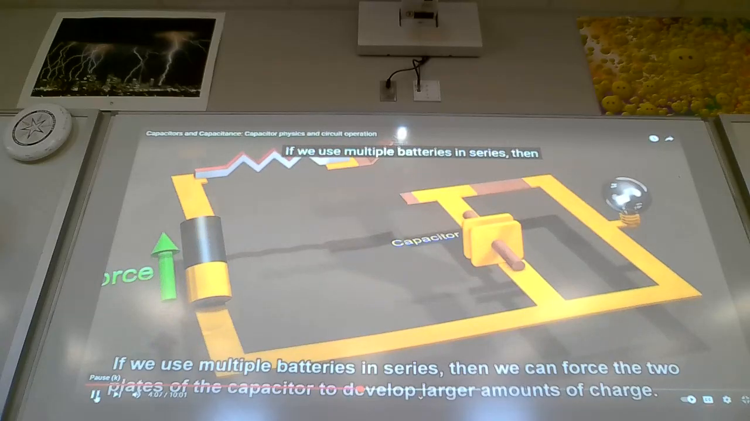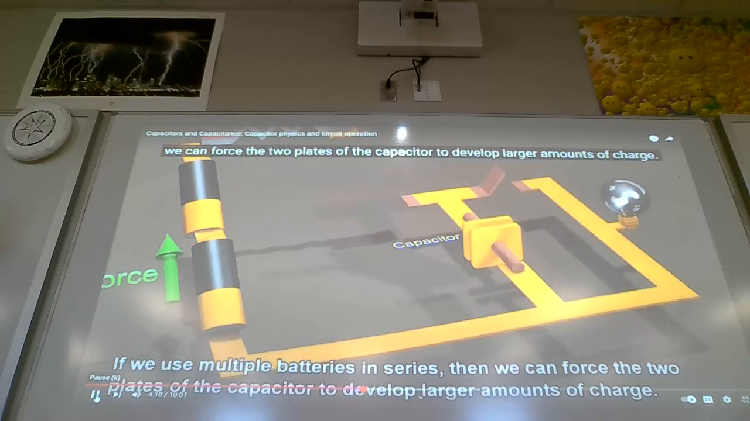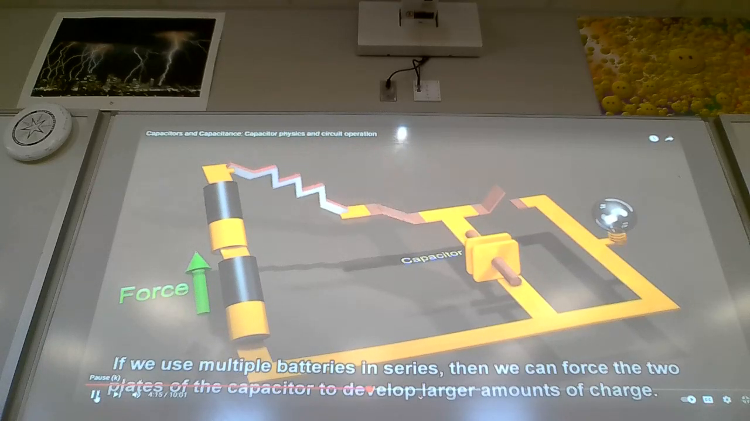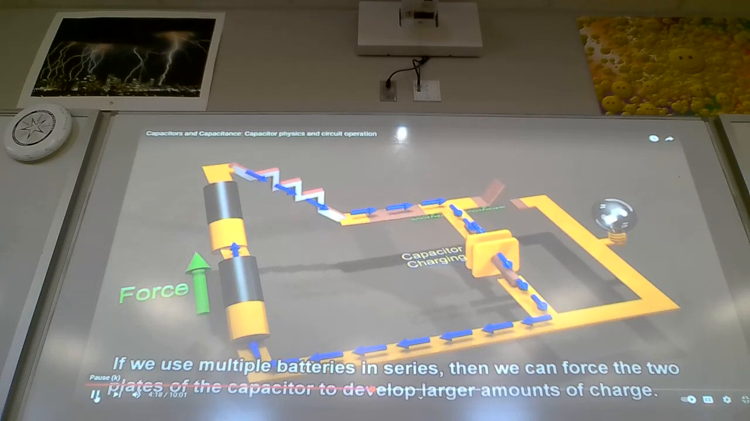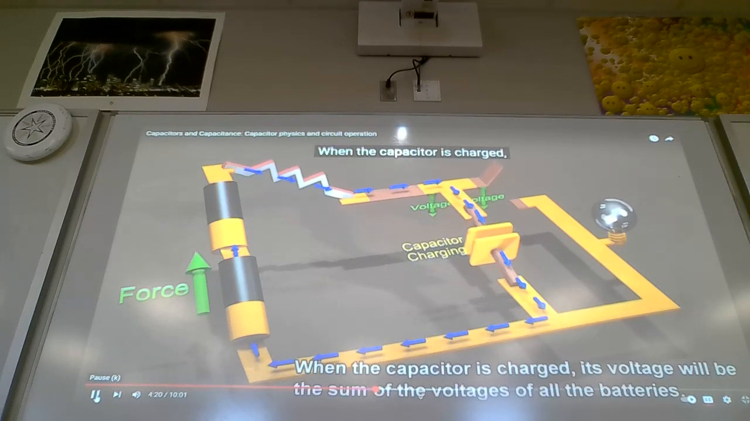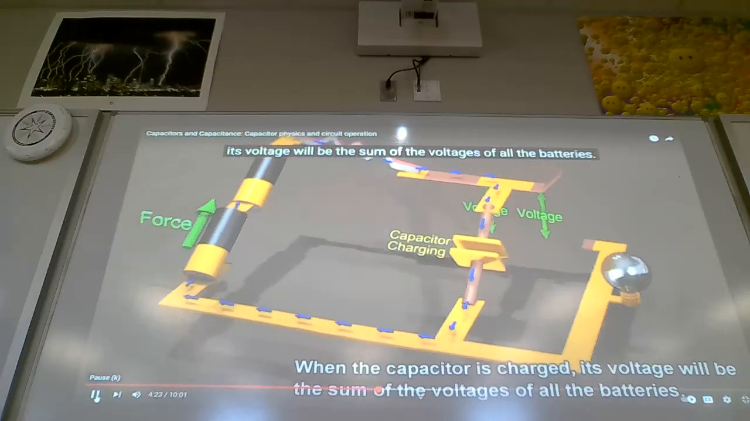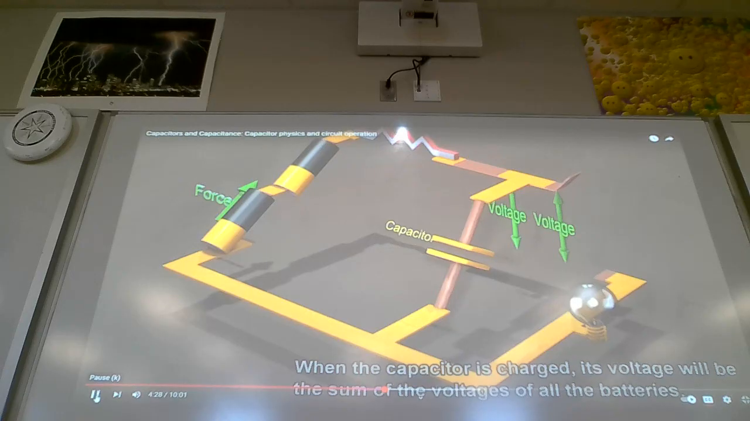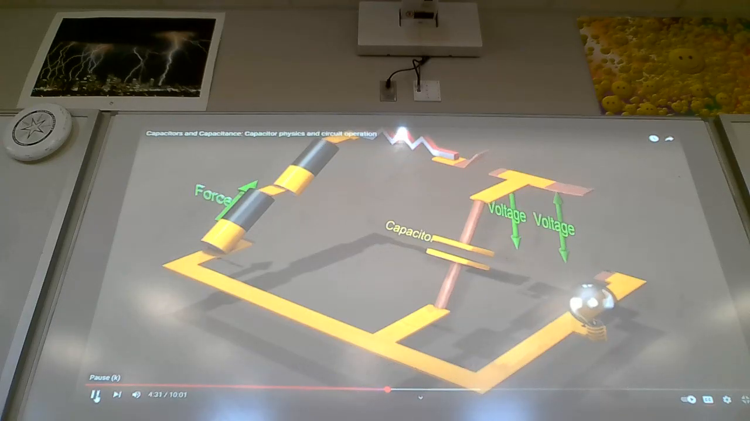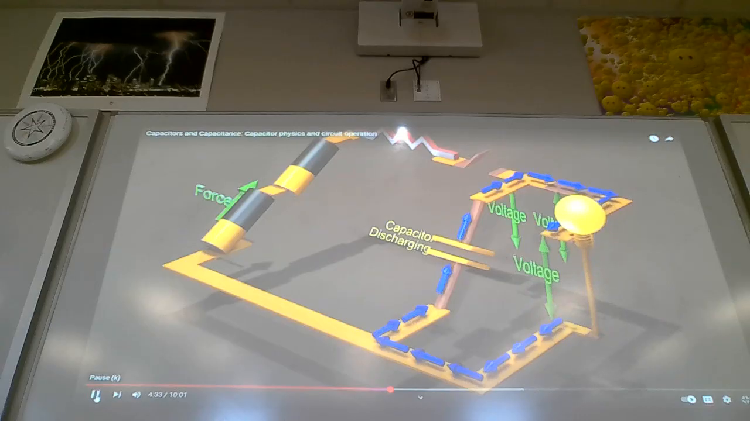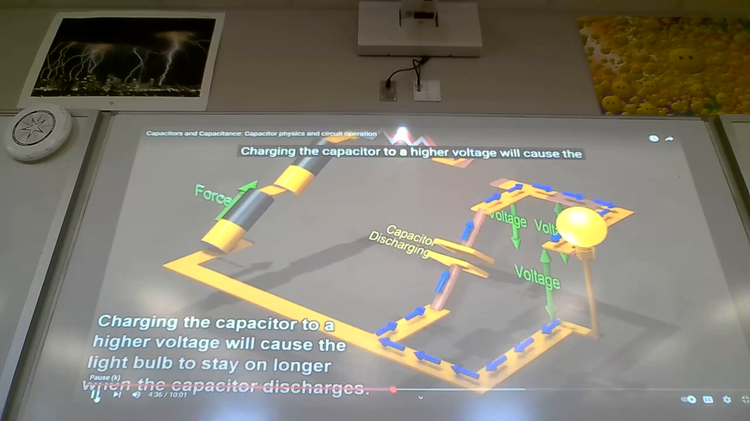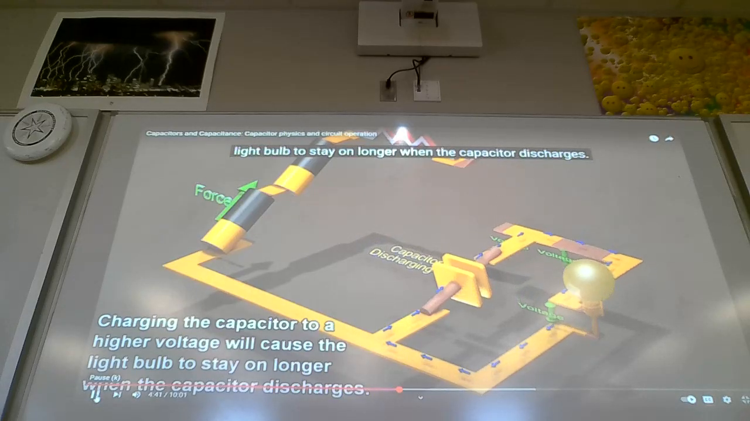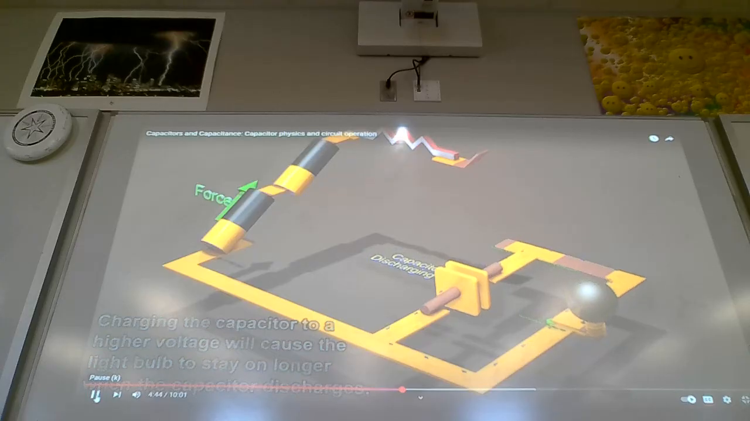If we use multiple batteries in series, then we can force the two plates of the capacitor to develop larger amounts of charge. When the capacitor is charged, its voltage will be the sum of the voltages of all the batteries. Okay, so now the capacitor is the voltage gain and the resistor is the voltage drop. This will cause the light bulb to stay on longer when the capacitor discharges. So it's like a temporary battery.